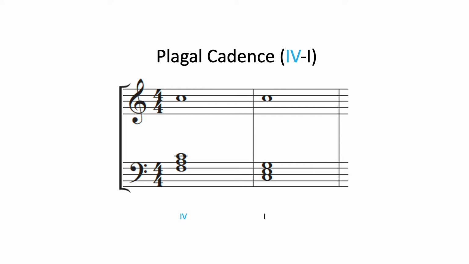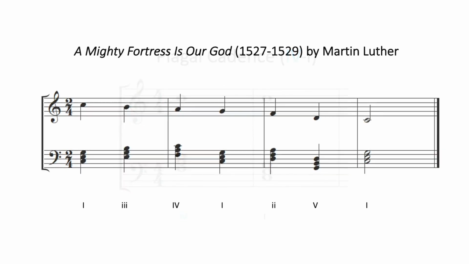Here's a chord progression that I borrowed from Martin Luther. It's a little like a famous hymn of his called "A Mighty Fortress Is Our God," slightly altered. I really like this chord progression because it uses a lot of different harmonies. Let's listen to it.